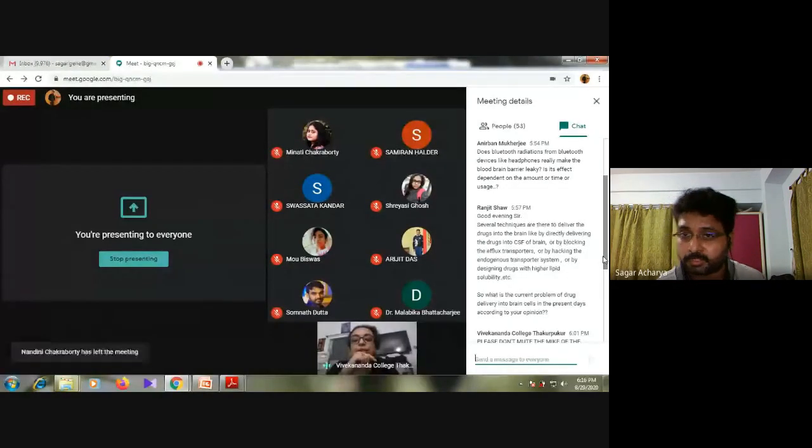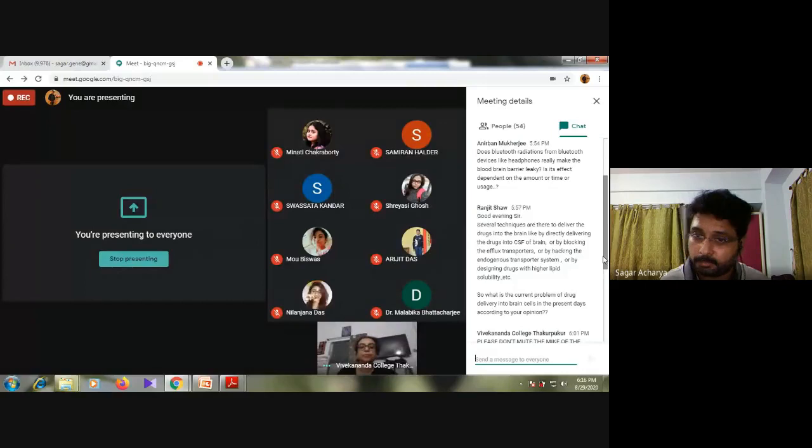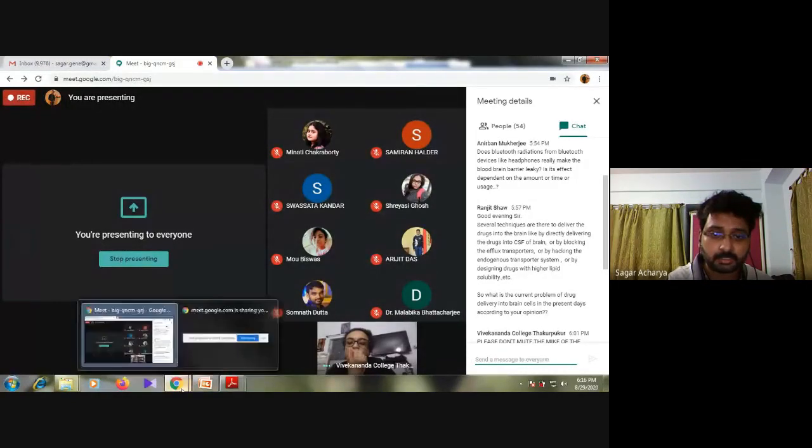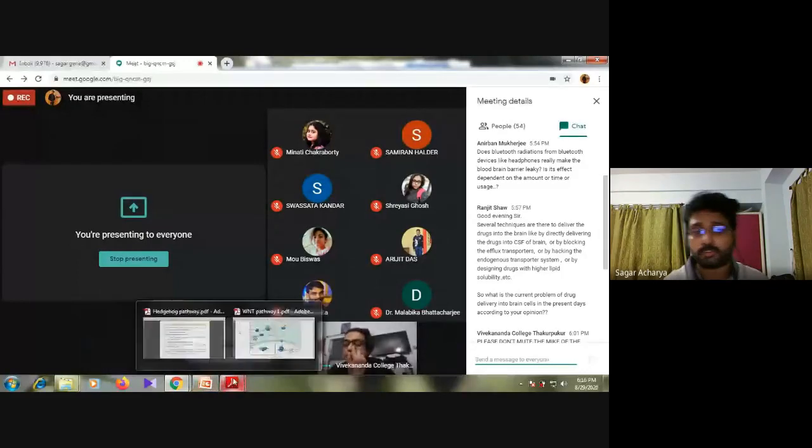Yes, several techniques are there to deliver drugs to the brain, like directly delivering the drug into the CSF, or by blocking the efflux transporter, or by hacking the endogenous transporter system. Every point you have written here is correct, because some drugs have been designed for direct delivery, that is, direct injection into the CSF. I can't show that picture right now.